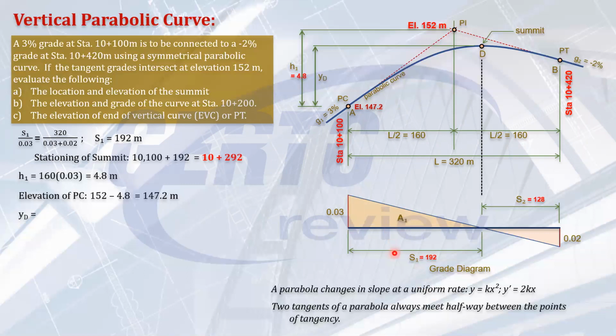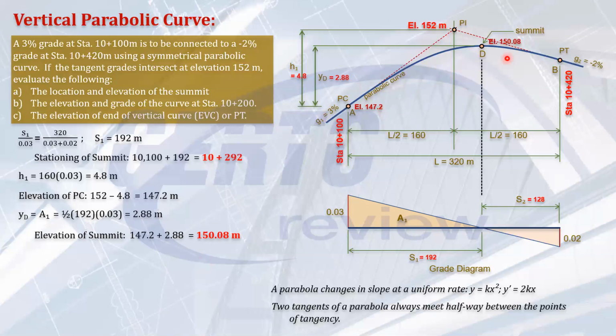This area here, I changed the color so that you can notice, let's call it area 1. That will be equal to YD because this is the change in elevation from A to D. So area 1 equals YD. Area 1 can be solved easily. It's a triangle. So area 1 is 1/2 times 192 times 0.03, and that's 2.88 meters. Knowing YD, we can now solve the elevation of the summit. That's 147.2 plus 2.88, so that is 150.08 meters, the elevation of the summit.